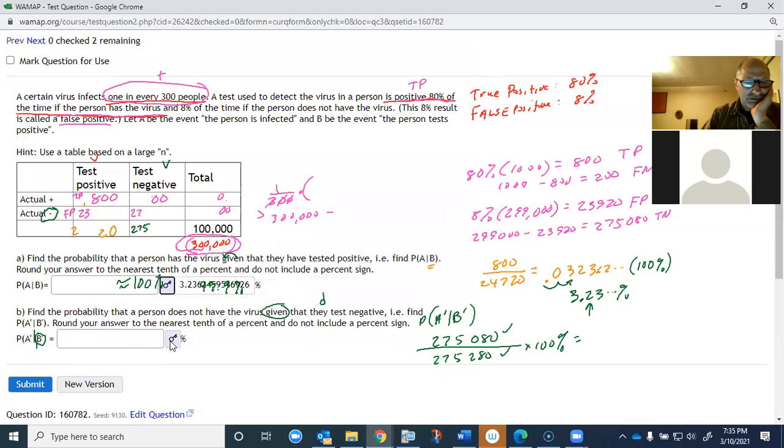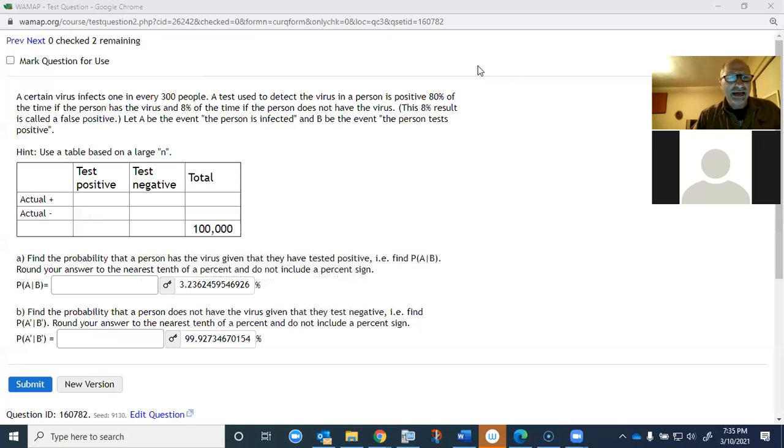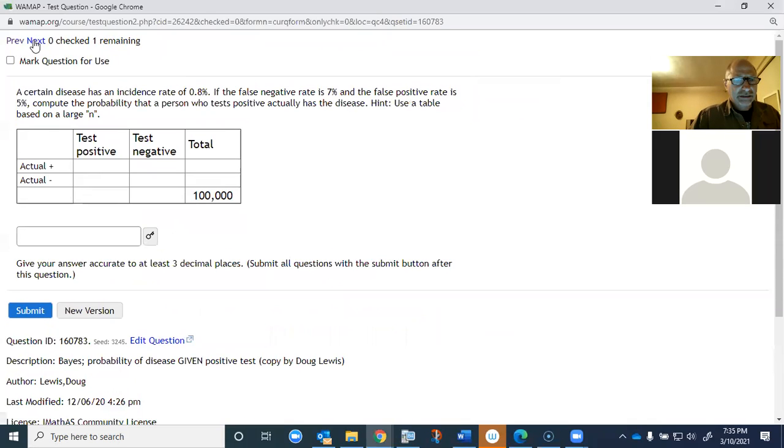Let's just double check that. There it is, 99.927, and this one we checked already. All right, enough for that problem. Now let's go to the next problem.